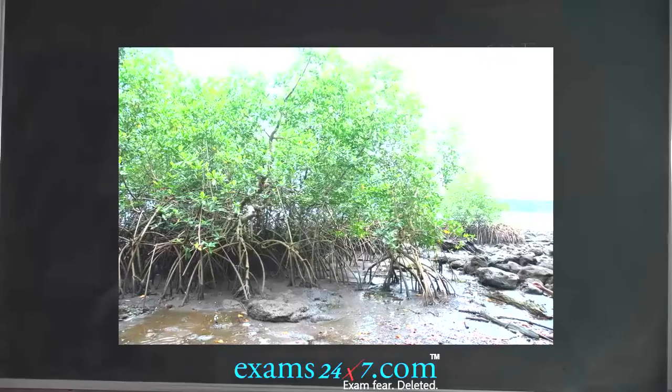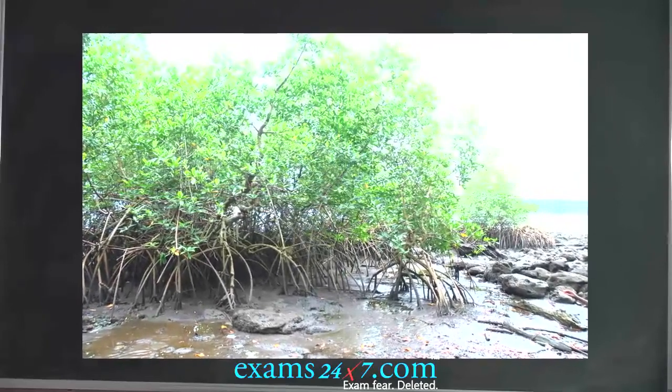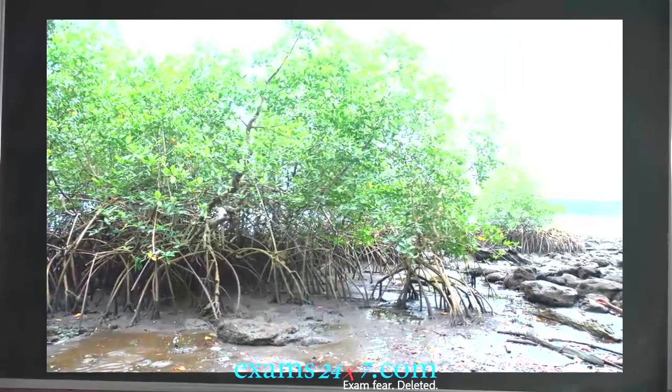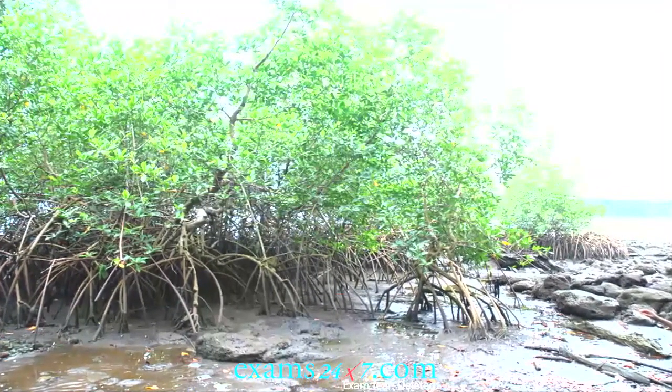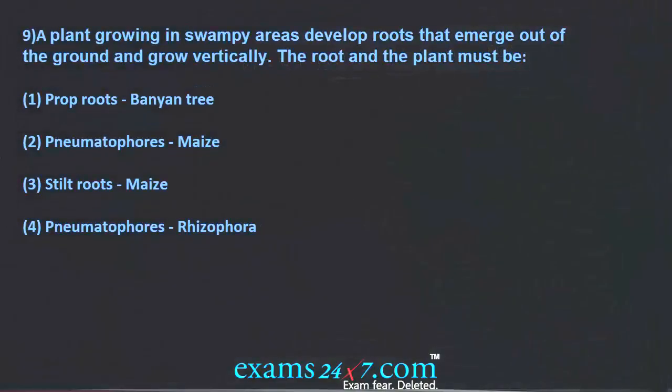A plant growing in swampy areas develops roots that emerge out of the ground and grow vertically. The plant must be, please remember, from a swampy area. What does it mean? Mangroves. And what is so important about mangroves? The soil is physiologically dead because of the salt. There, the roots come out of the soil and help in breathing. Keep this in mind and look into the options.